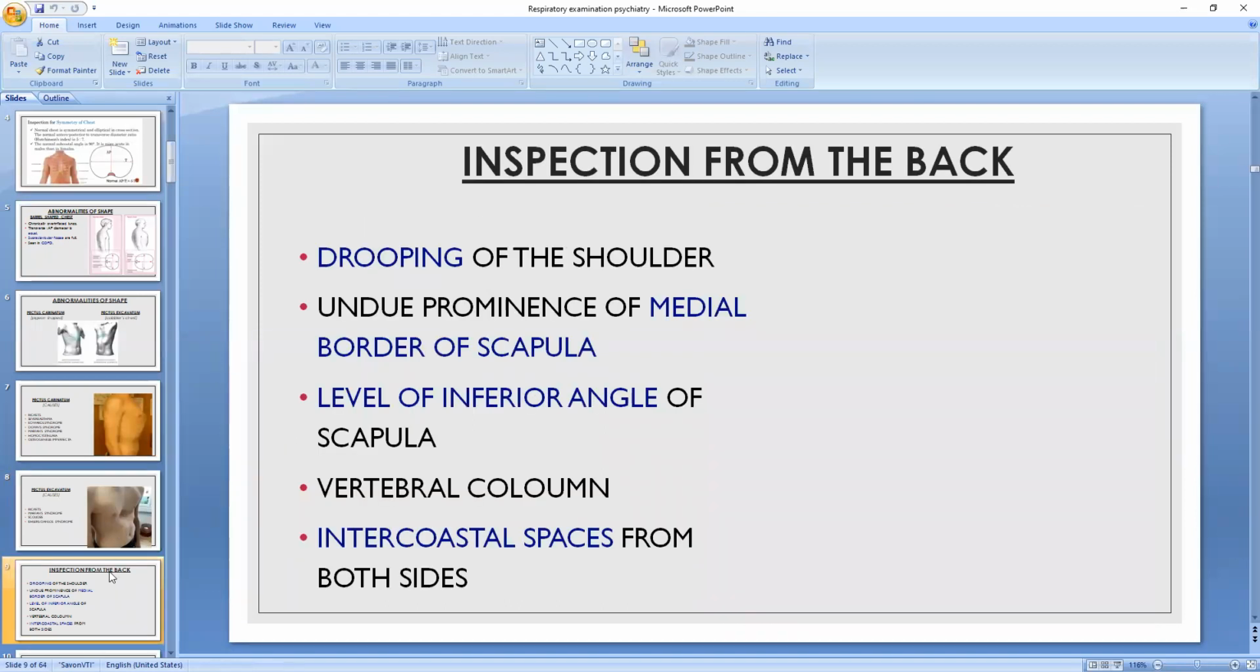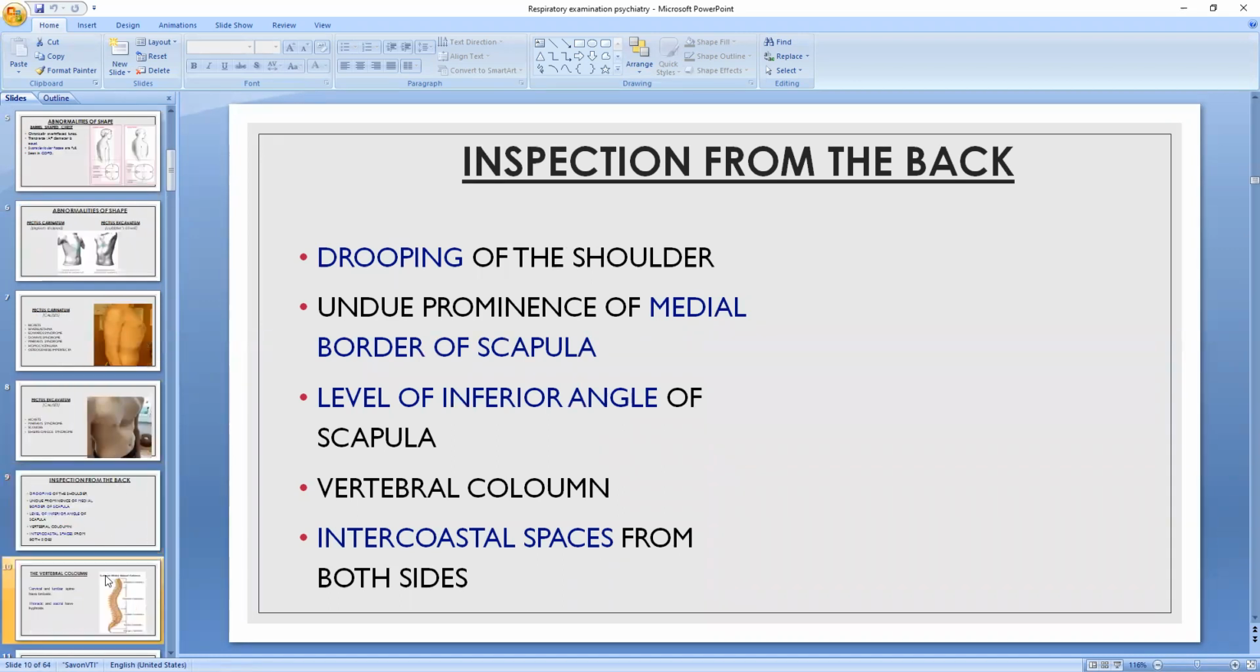Now we will inspect the back. We will look for the drooping of the shoulder, undue prominence of the medial border of the scapula, and the level of the inferior angle of the scapula. We will look for the shape of the vertebral column and intercostal spaces from both the sides.